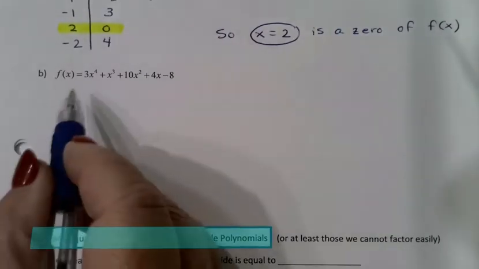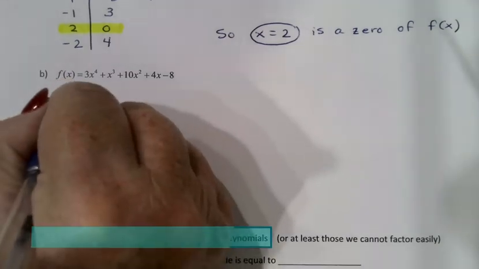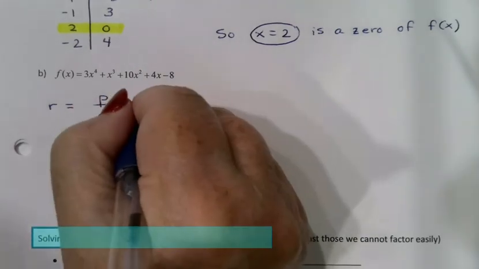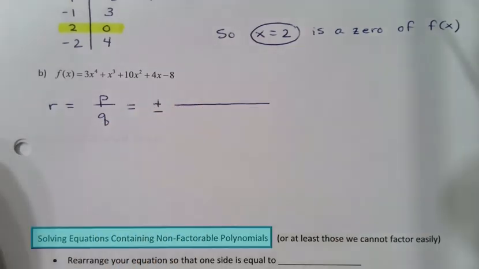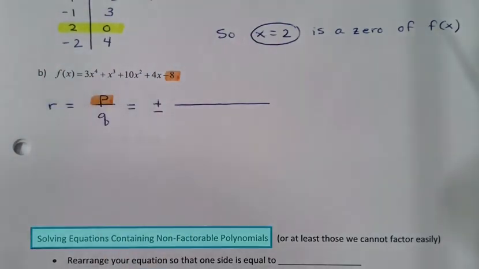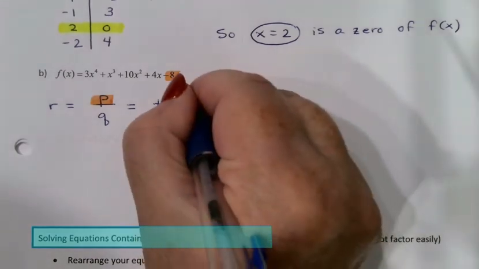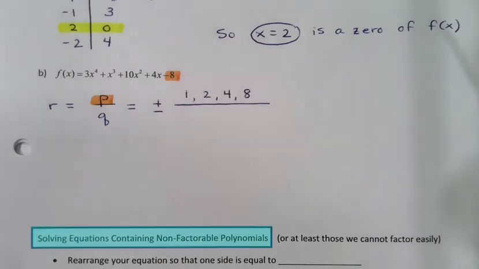This time I've got a 4th degree polynomial. And I'm going to start again by saying, well, if there's any rational zeros in the form p over q, they could be either plus or minus. And p has to be a factor of the 8. Again, I'm not worrying about the negative because I'm doing the plus or minus at the end. All right, well, there's a few more choices. I could do 1 and 8, or I could do 2 and 4, right? Those are all factors of 8.